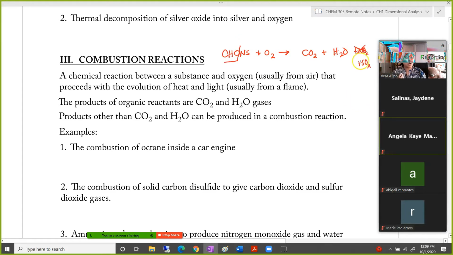If it is a complete combustion, you're assuming that you have enough oxygen, or more than enough oxygen, to burn all of your fuel and fully convert it to carbon dioxide and water. And if it's an incomplete combustion, you don't have enough oxygen. What do you think will be the product if there's not enough oxygen to burn the fuel? Any guess, guys?